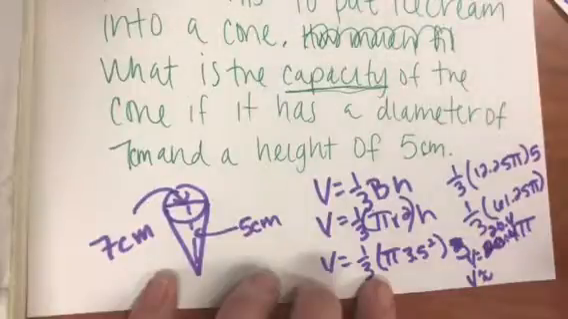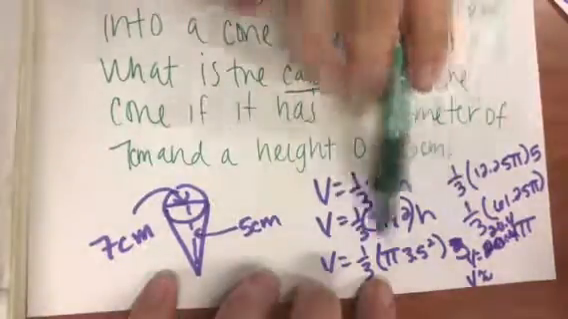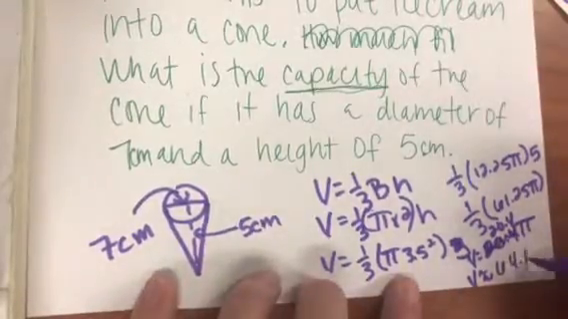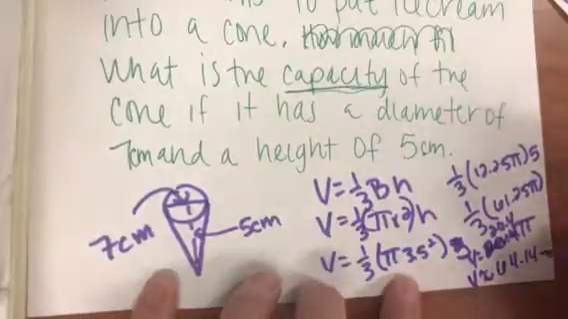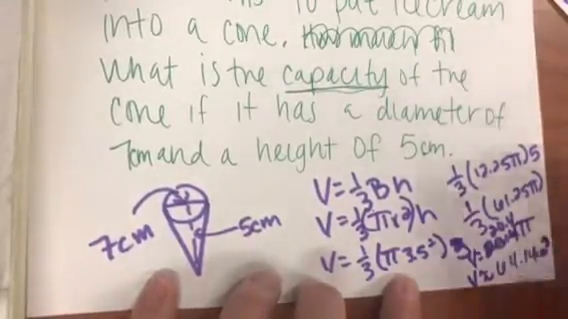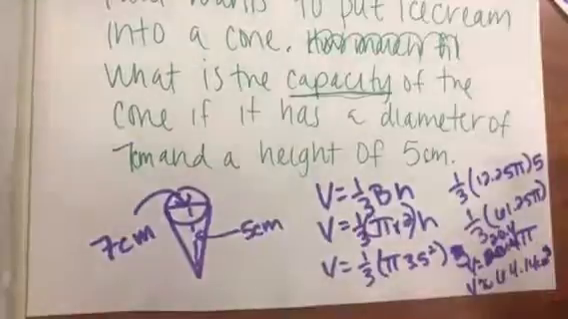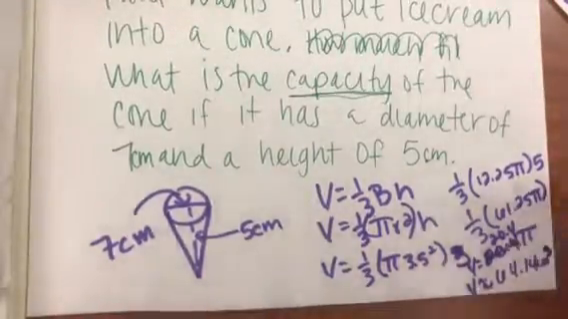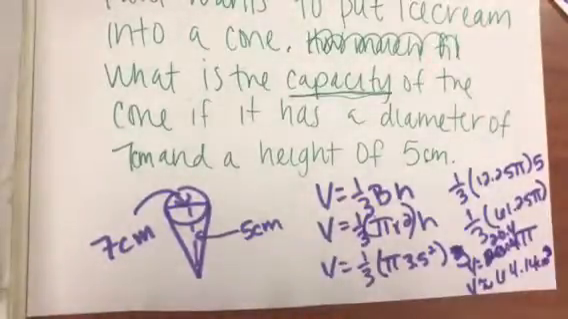Because I'm getting confused, I'm going to do 1 divided by 3, just because I don't want the kids to get confused. Then I'm going to multiply that by pi times 3.5 raised to the second power, all multiplied by 5. So the answer is 64.14. The reason I did the whole thing to show you the steps was because sometimes you do see the answer with pi in it instead of just the approximated answer.